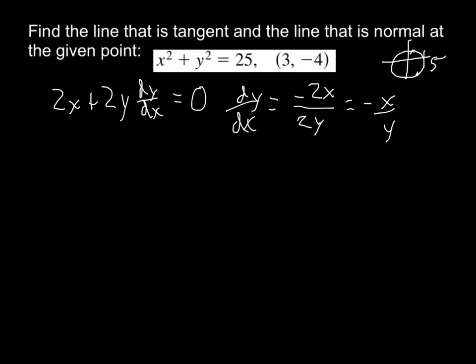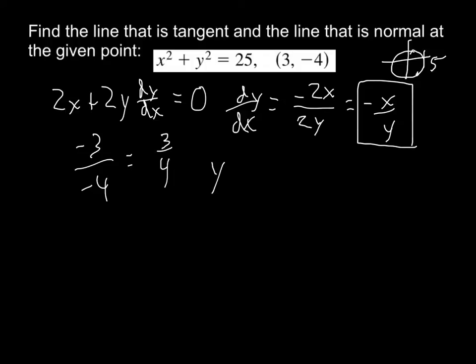So this is our slope equation. Now I need to plug in the point to find the slope. So I'll just plug it in. I get -3 over -4, which equals 3/4. So that's my slope. So now I have a point, I have a slope, I can write an equation. y minus a negative is plus 4 equals 3 over 4 times x minus 3. And if you wanted to, you can solve that for y, but I'm good there.